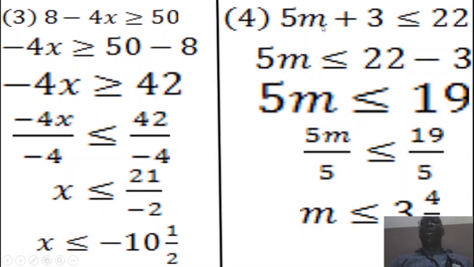That is lowercase. Now we are given 5m plus 3 to be less than or equal to 22. What's the opposite of plus 3? It is minus 3. So we subtract 3 from both sides to get 5m to be less than or equal to 19. And when we divide through by 5, we get m to be less than or equal to 3 whole number 4 over 5.